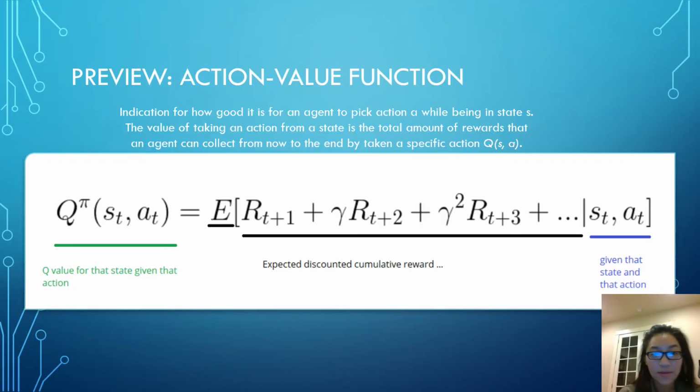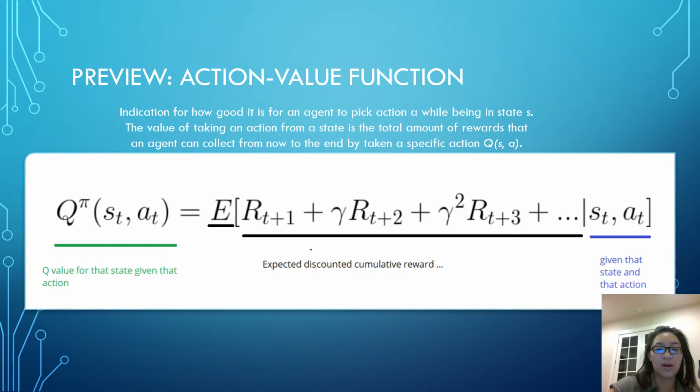So what is the action value function and how can it be calculated? The action value function indicates how good it is for an agent to pick action A while being in state S. The value of taking an action from a state is the total amount of rewards that an agent can collect from now to the end by taking a specific action. The equation for the action value function is given below. The Q value, or the action value function, for that state given that action is equal to the expected discounted cumulative reward given that state and that action.